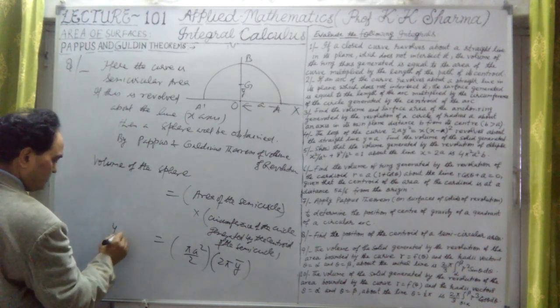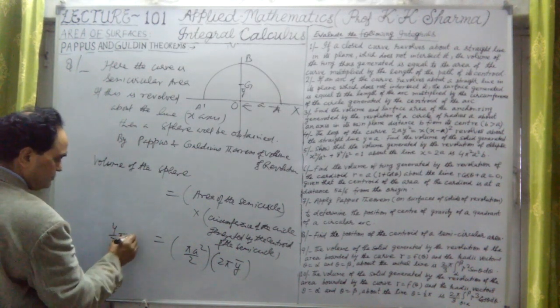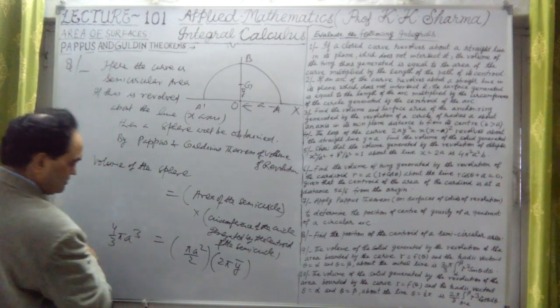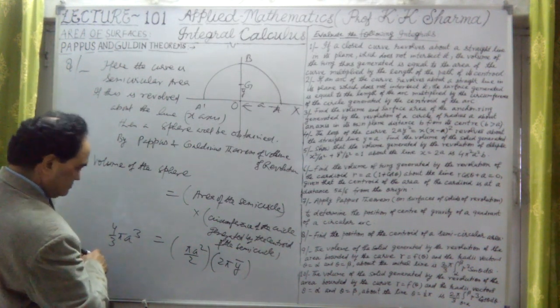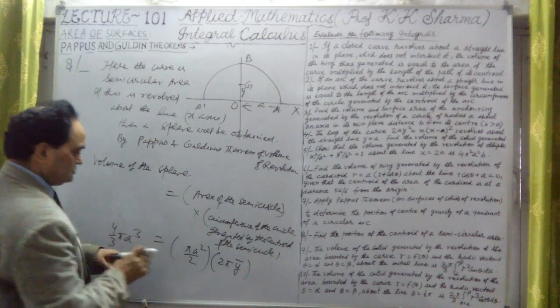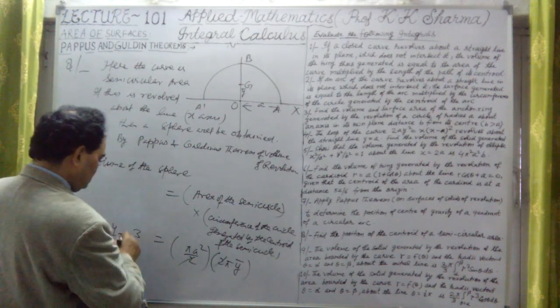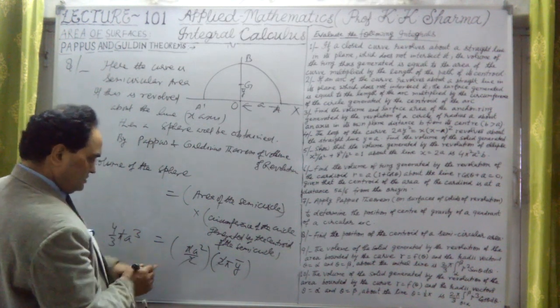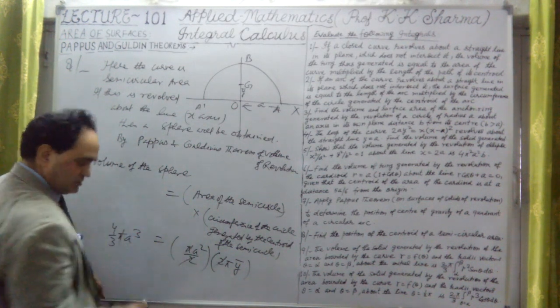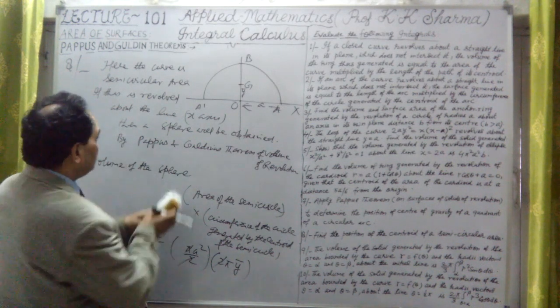This is 4 by 3 pi a cube. So this is equal to this. Here 2 cancelled out, 1 pi is cancelled out, a square is also cancelled out. This is a only.